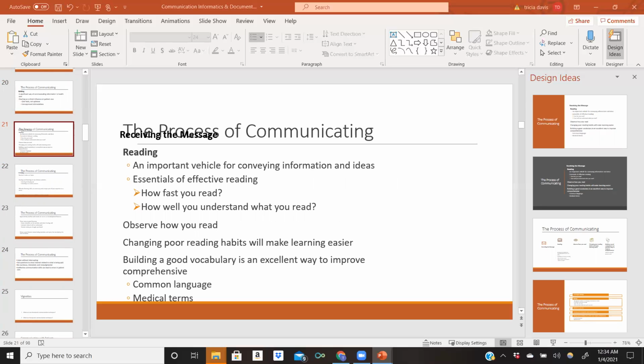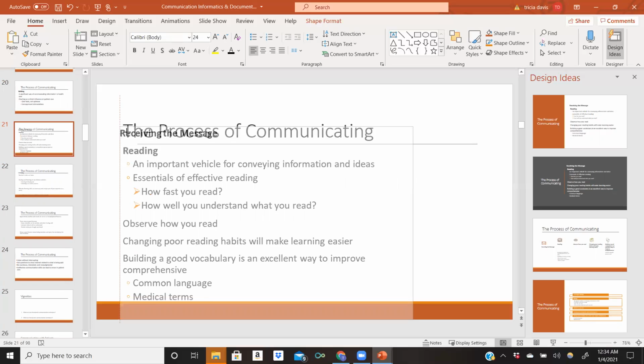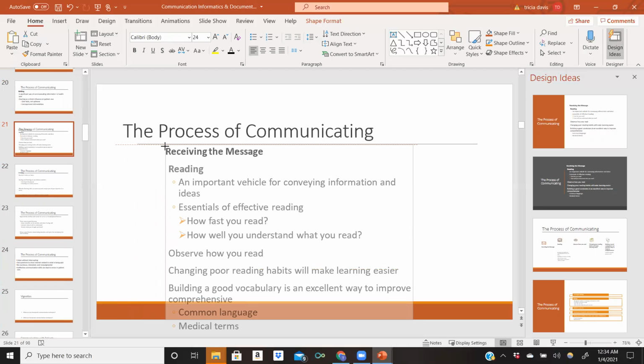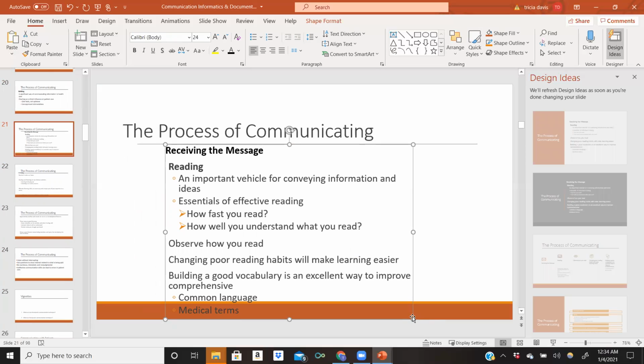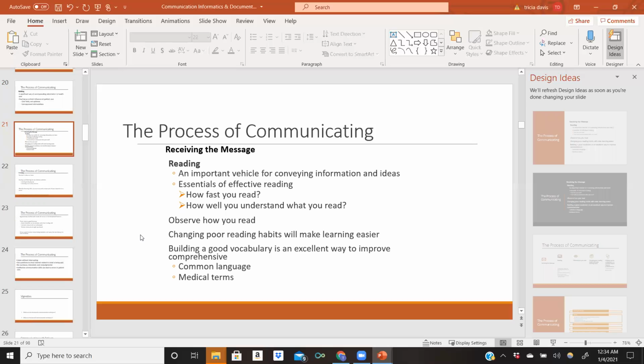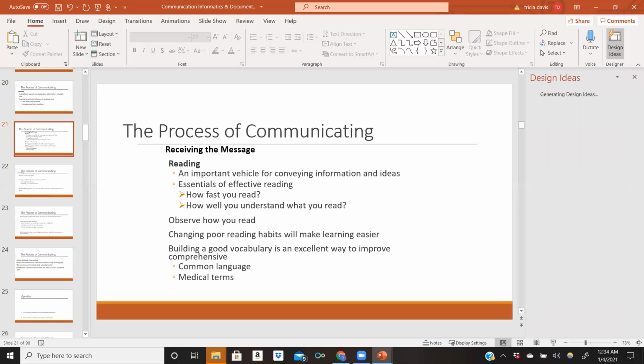So the process of communicating, we're going to talk about receiving the message. So reading is an important vehicle for conveying information and ideas. The essentials of effective reading are how fast you can read and how well you understand what you read. You want to observe how you read. You want to change poor reading habits. It will make you learn things easier if you can change your reading habits. And then building a good vocabulary is an excellent way to improve comprehension.